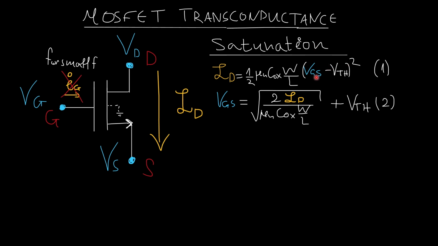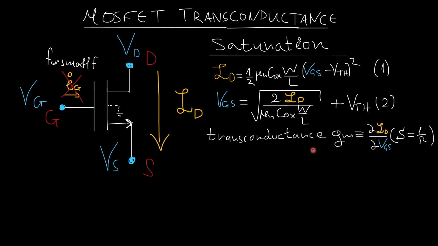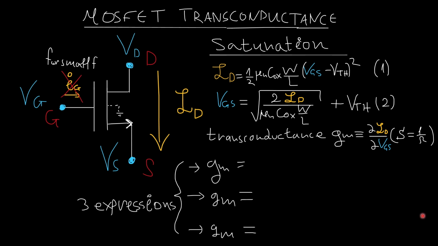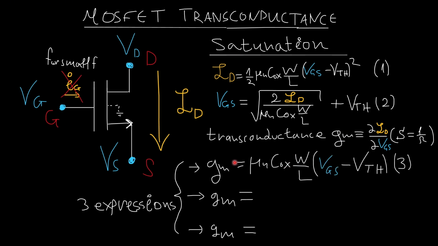Now, if I solve for VGS of this equation, I get this, all right? It didn't do anything special. And now I'm ready to introduce what's called the transconductance of the device. The transconductance is given as the derivative of the current with respect to VGS. And I get three expressions for my transconductance. Why three? Well, if I solve it from here, I get that gm is obviously, all right, 2 goes down here, it cancels out with 1 over 2, mu n Cox W over L times VGS minus VTH.